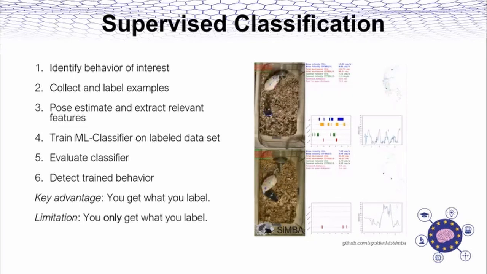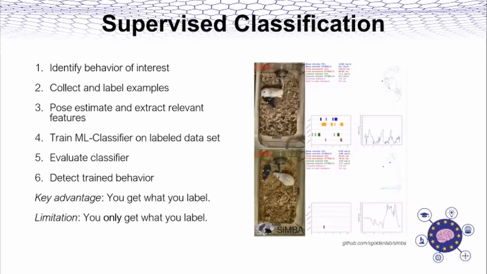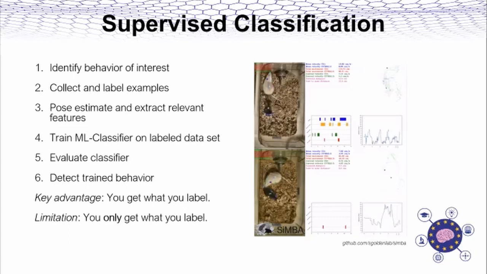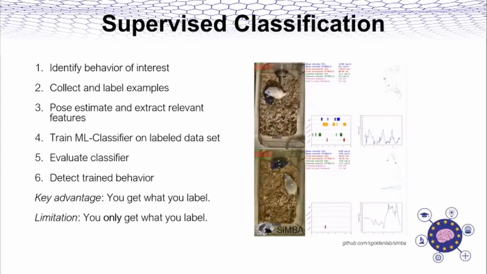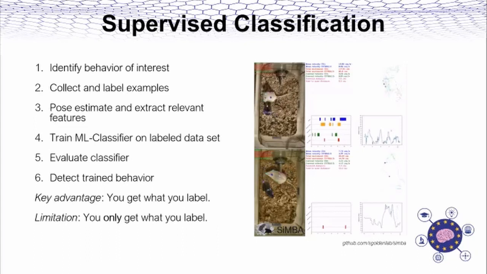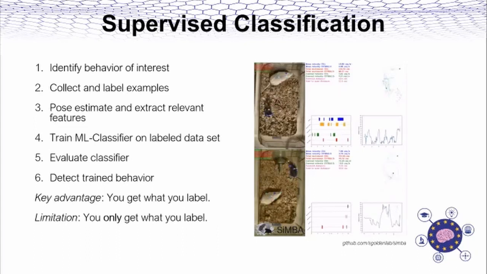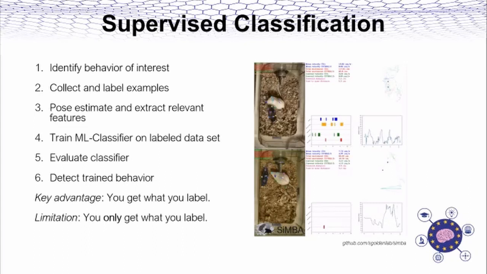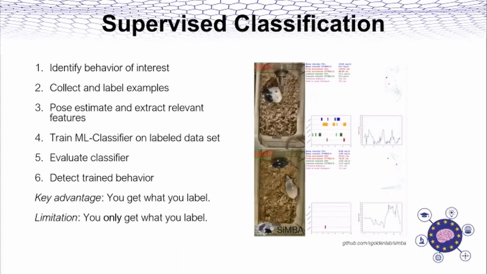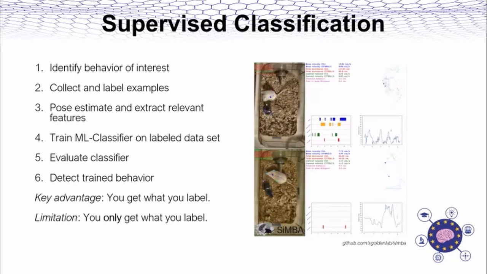And then as a fifth step, we evaluate the classifier. Because we have an annotated data set, we can just see how well the accuracy of our classifier is in prediction. And then the last step, and that's the most important, we can detect the trained behavior in any video recording that we provide, and thereby have a fast and reliable behavior classification.